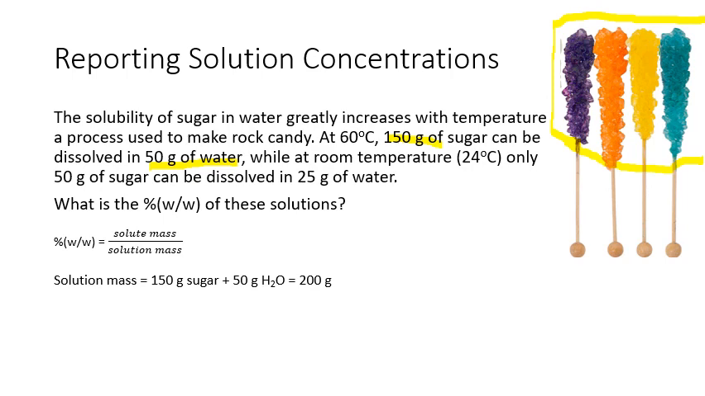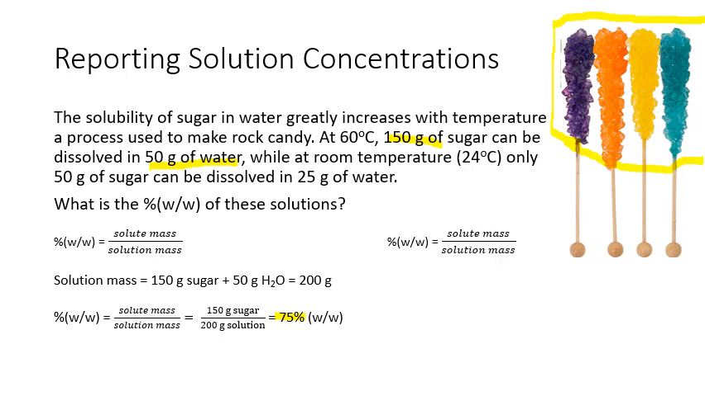So if you were to start with this experiment and you were to add 50 grams of water and then keep pouring the sugar in until it doesn't dissolve anymore, you would watch the mass go from 50 all the way up to 200. The solution weighs 200 grams, but 150 grams of that 200 grams is sugar. So it turns out 150 of the 200 grams, 75% of the weight of that solution at 60 degrees is sugar. So that's a 75% weight per weight, or W/W, solution of sugar in water.